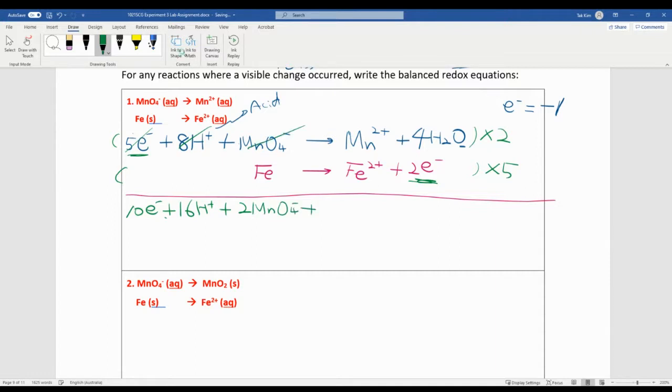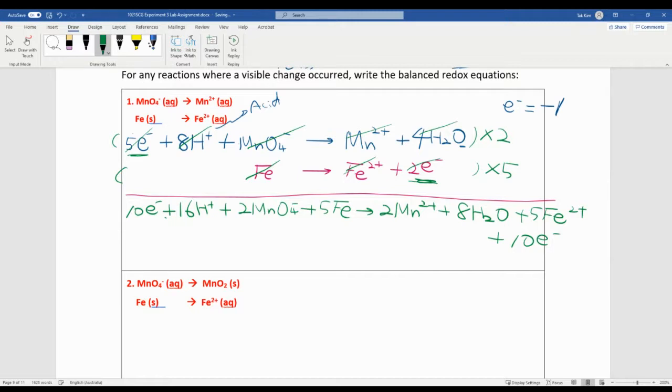And then from the other half, 5 Fe. 1 times by 5, right? Goes into 2 Mn2+ plus 8 water plus 5 Fe2+ plus 10 electrons.